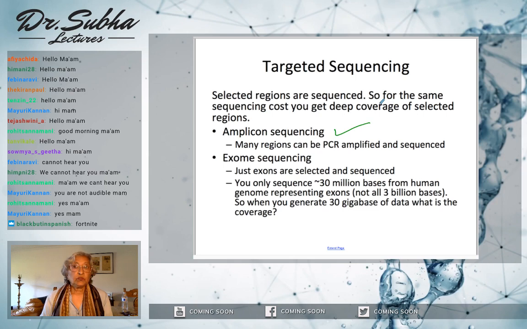I told you yesterday about the GTF file, correct? All the exons from the human genome that are translated are known. They are there in a GTF file. So one of the techniques, let me see what I have in the next slide, so I'll come back to it.